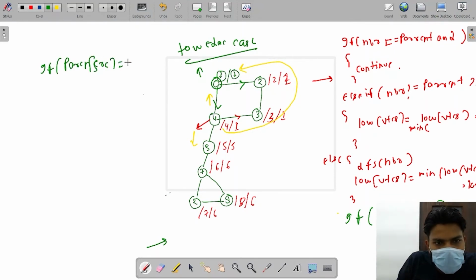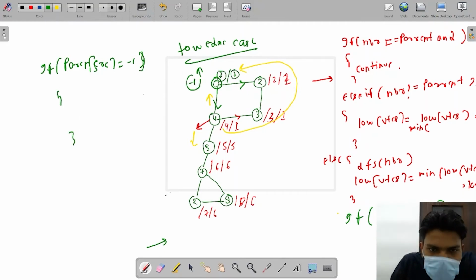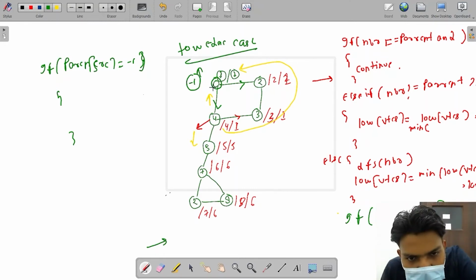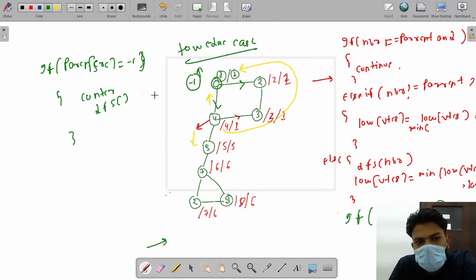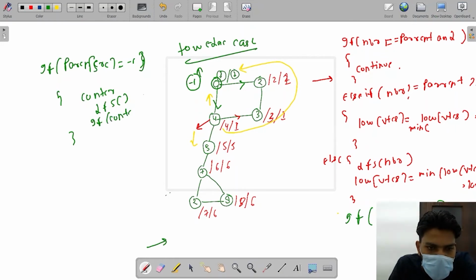SRC equal to -1, it means this is our first parent, because initially we take a parent -1. Okay, in a calling time, if parent SRC equal to -1, then we are at this stage. Okay, and then we increase the counter before DFS calls. Then when we call this stage 2 times, if the counter value is greater than or equal to 2, then this is your articulation point.